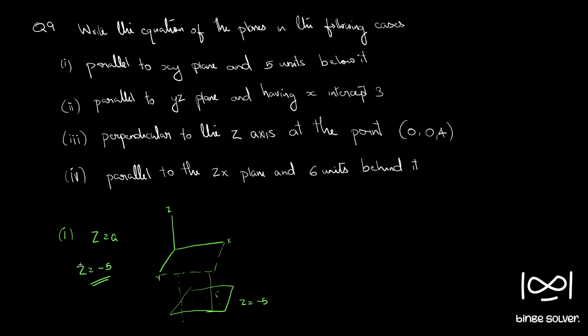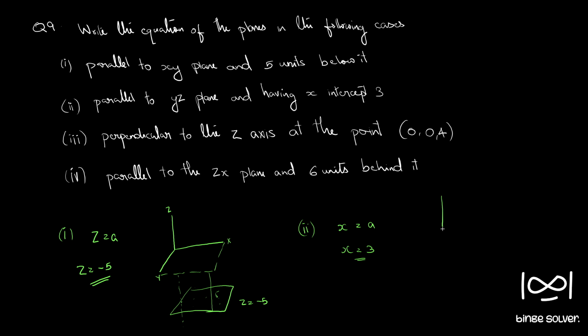So this is the solution to question 1. Let's take up the next question, question 2. In question 2, we are asked to find the equation of the plane parallel to the yz plane and having x-intercept 3. Any plane parallel to the yz plane will be of the form x is equal to a. Since it is directly given that the x-intercept is 3, we can directly write our equation as x is equal to 3.